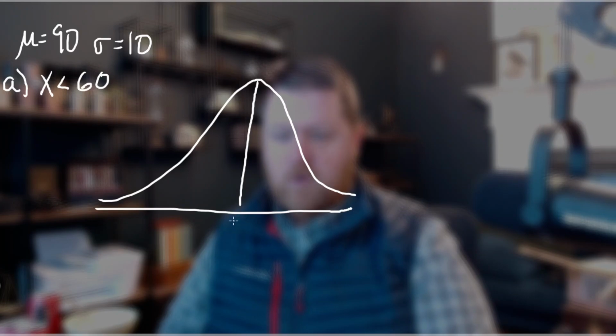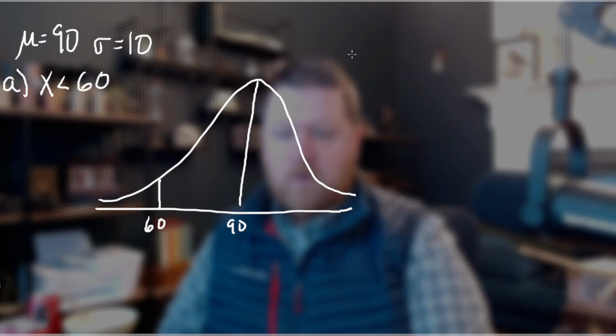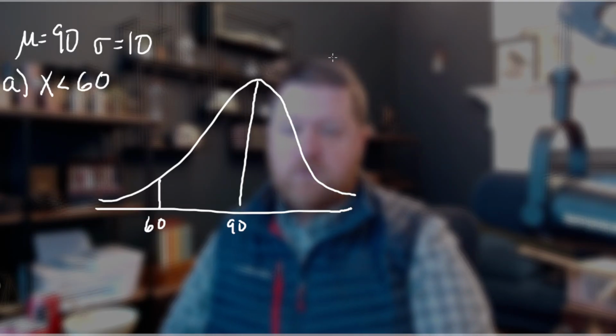Let's see, mu is 90. 60 is over here to the left. Again, it doesn't really matter where you draw it on the left, just so long as things are in the right order. Okay, so that's step one. Step one is draw the picture.